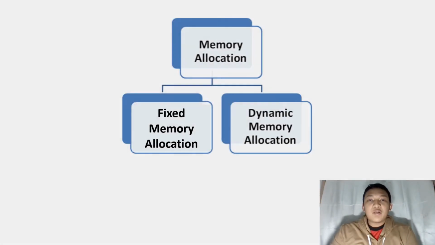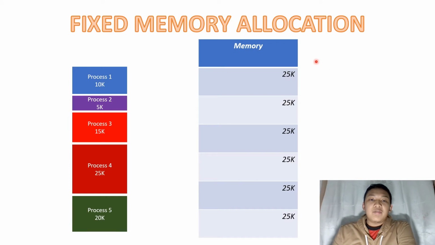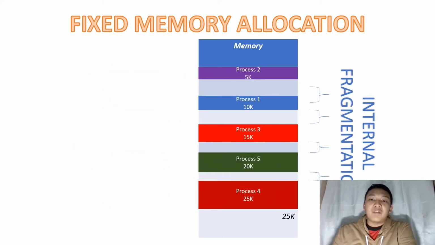Now let's look at memory allocation on fixed memory and dynamic memory allocation. Let's look at fixed memory first. For fixed memory, we have a memory with an assigned size. Here we have 25K. So now the process can just enter the memory. However, for fixed memory allocation, we will have internal fragmentation.